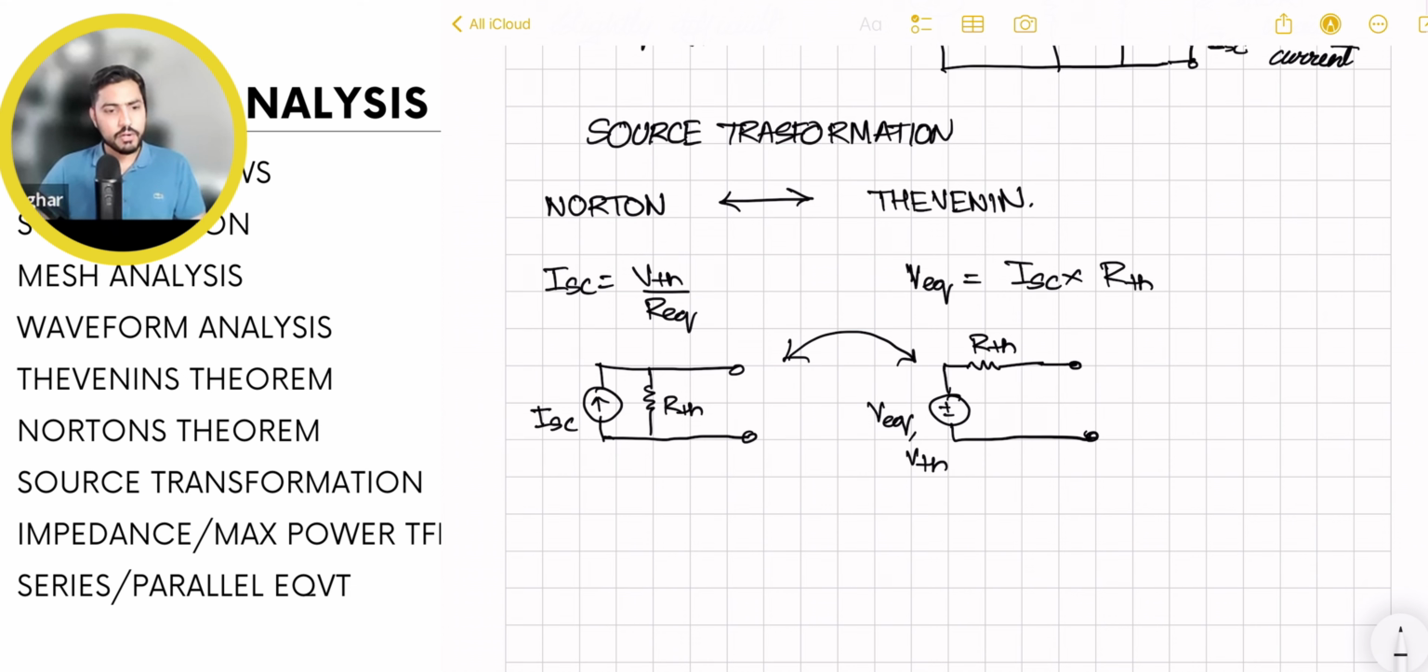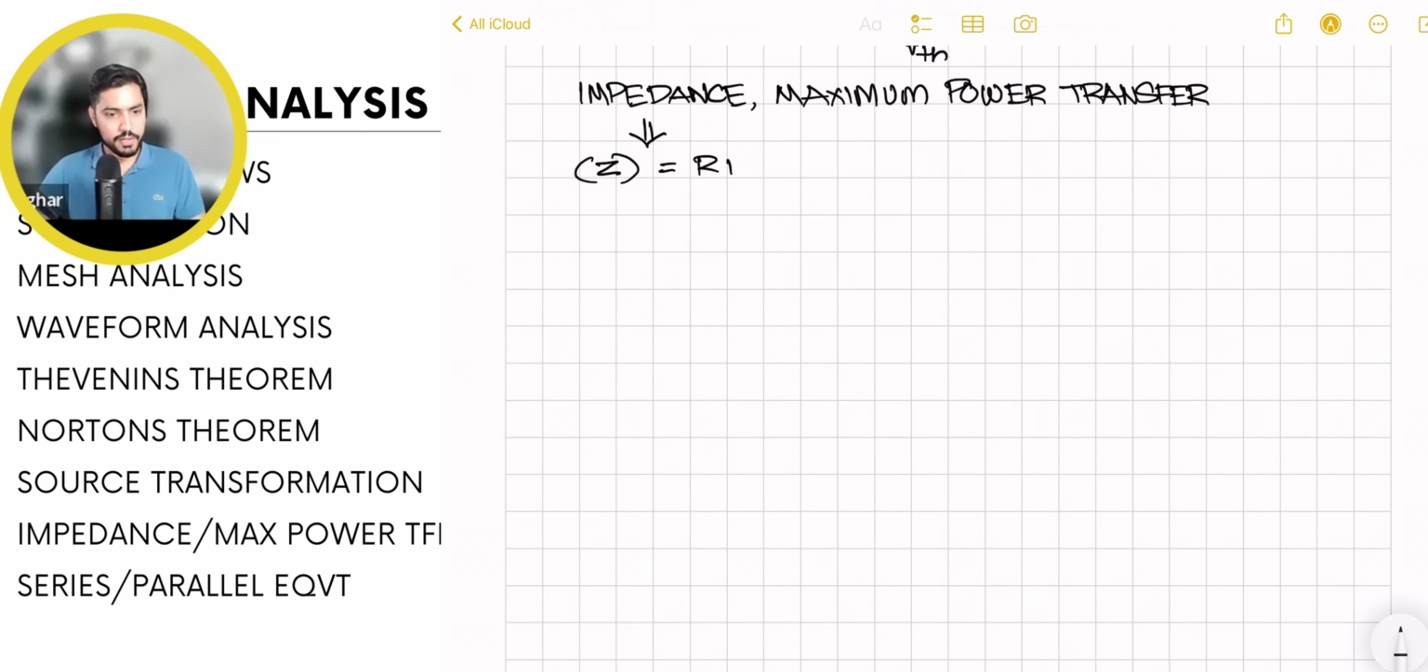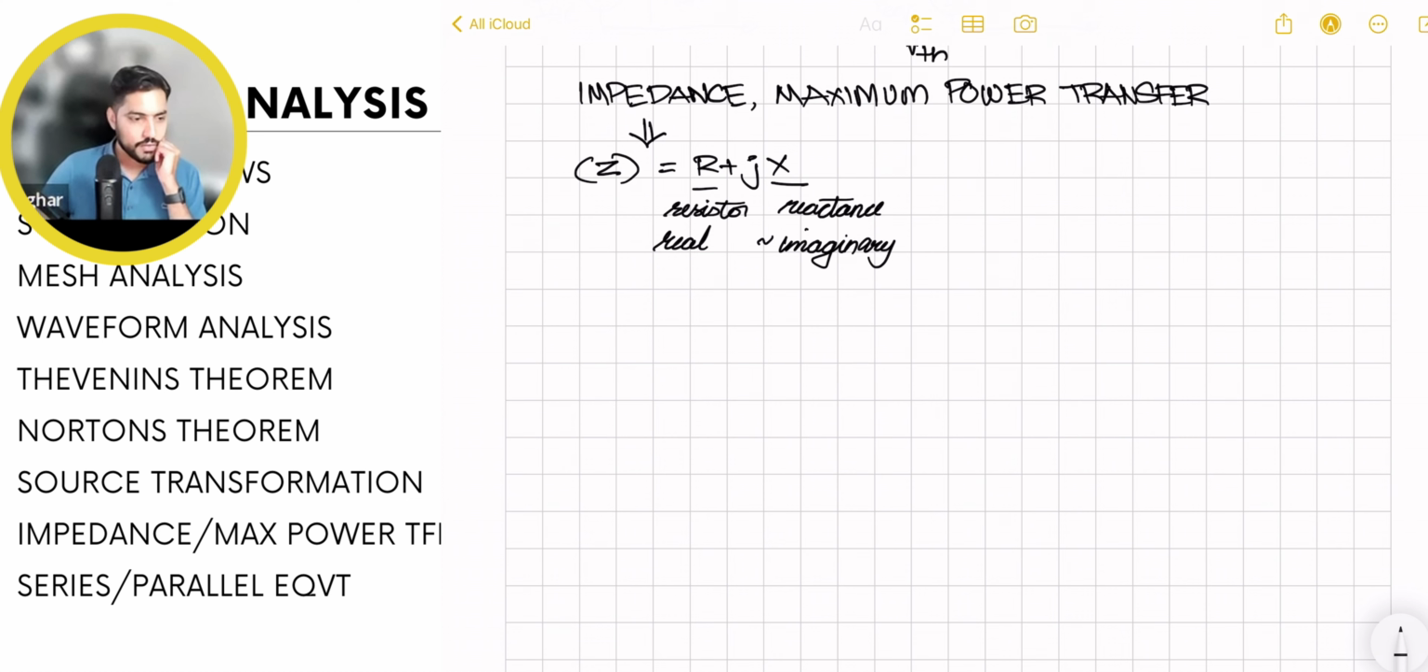Then we have the maximum power transfer and impedance. Okay. So impedance, remember, is Z, which is equal to R plus jX. R is our resistor, the real portion of our impedance. If there is reactance within the impedance, it will have an imaginary component. Now the reactance is of two types, XC and XL. XC is called the capacitive reactance. XL is called the inductive reactance.